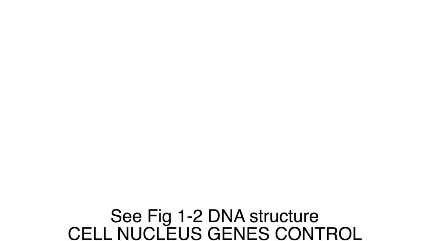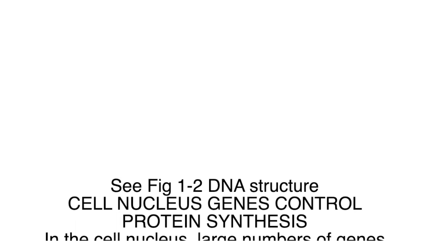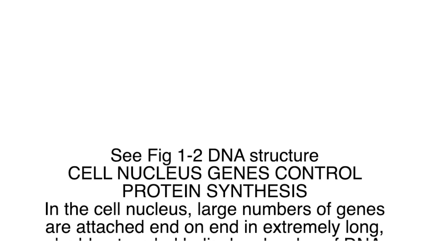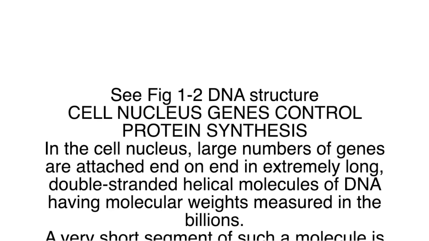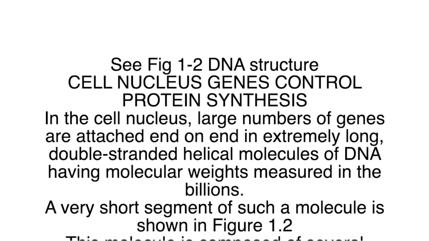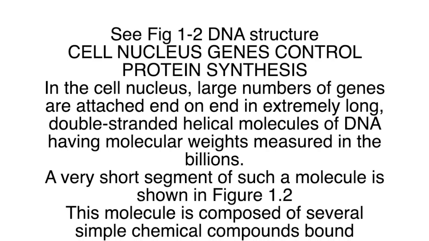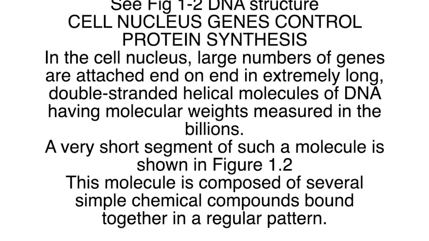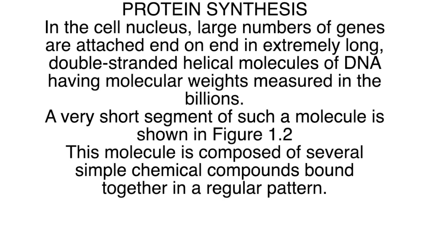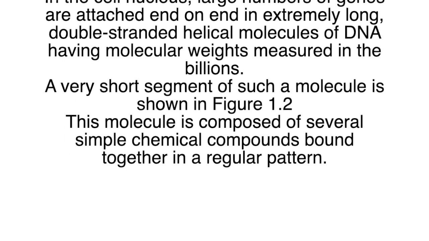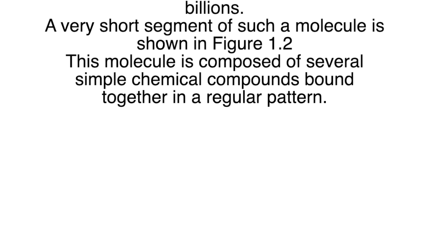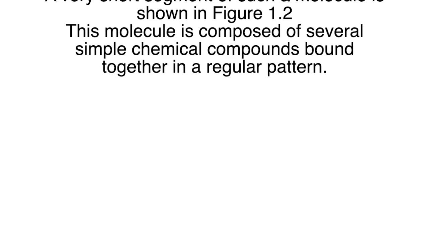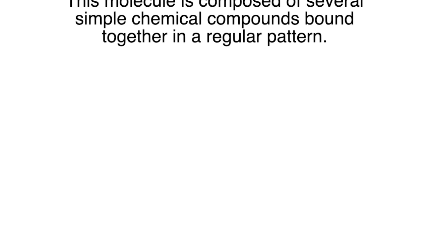Recall the figure 1.2 DNA structure. Cell nucleus genes control protein synthesis. In the cell nucleus, large numbers of genes are attached end on end in extremely long double-stranded helical molecules of DNA having molecular weights measured in the billions. A very short segment of such a molecule is shown in figure 1.2. This molecule is composed of several simple chemical compounds bound together in a regular pattern.